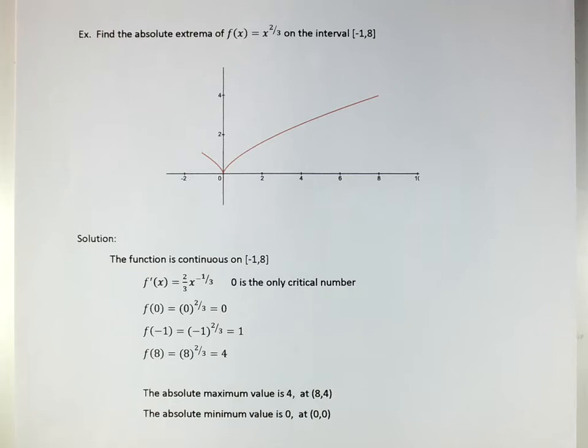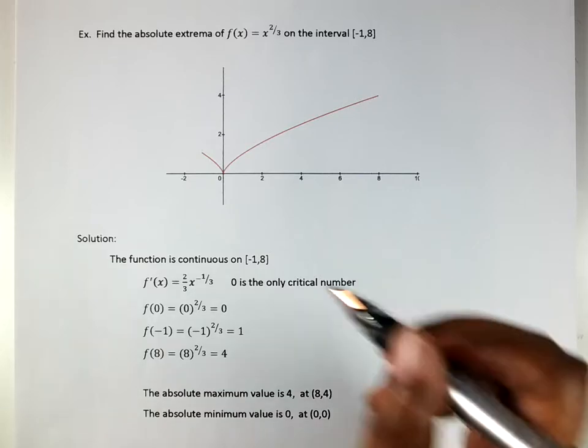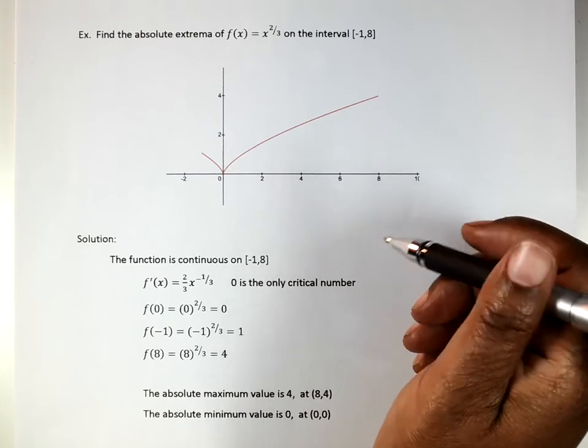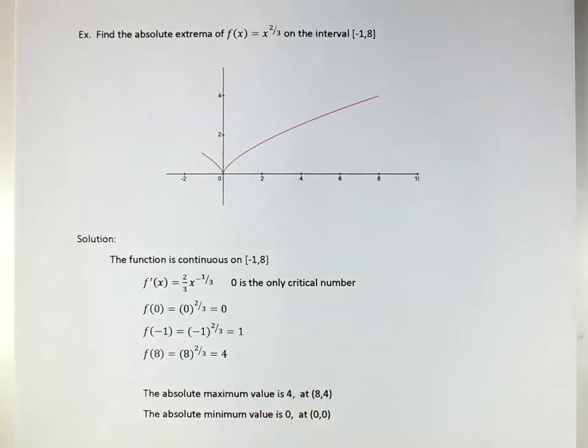Our next example, we want to find the absolute extreme of f of x equals x to the 2/3 power on the interval from -1 to 8. So again, I just have it sketched out for you. You don't have to do the graphs, but I thought it might be a little bit more helpful when you're first working through these so you can see what these actually look like.